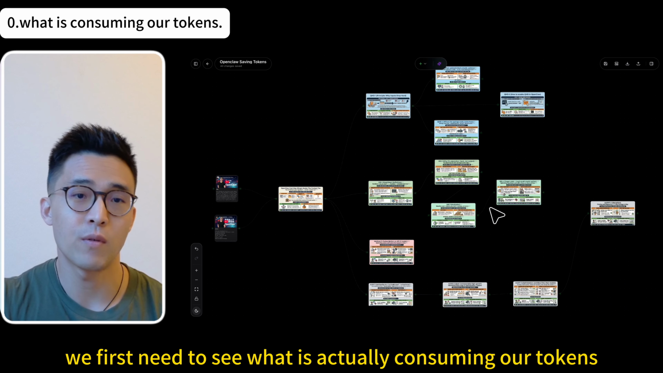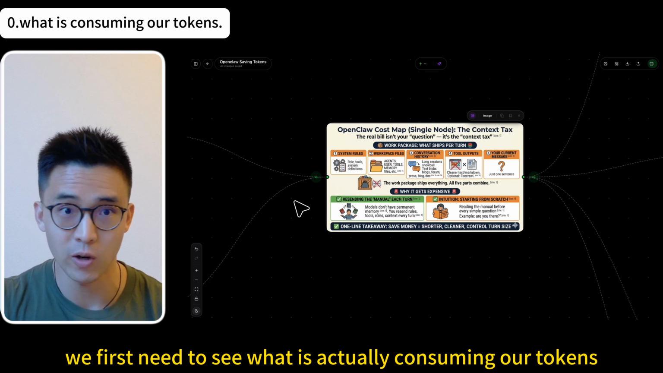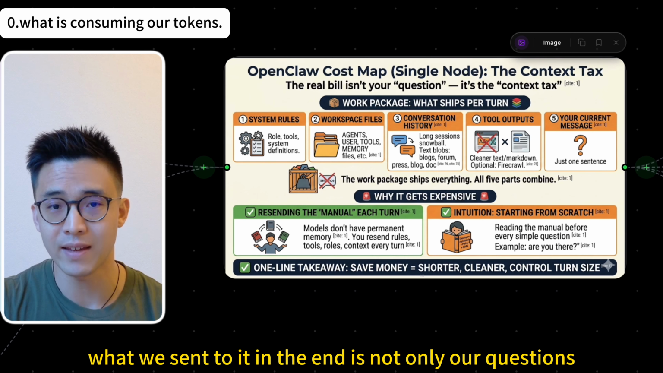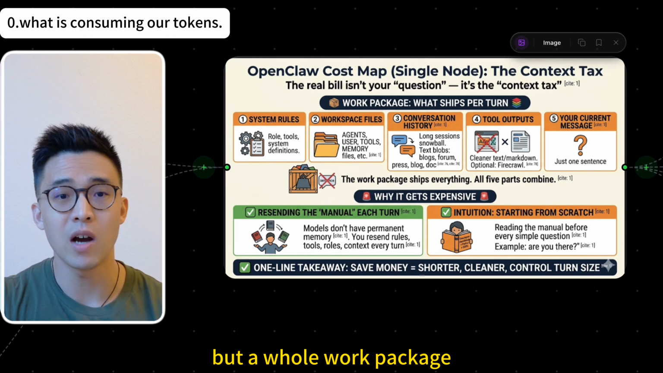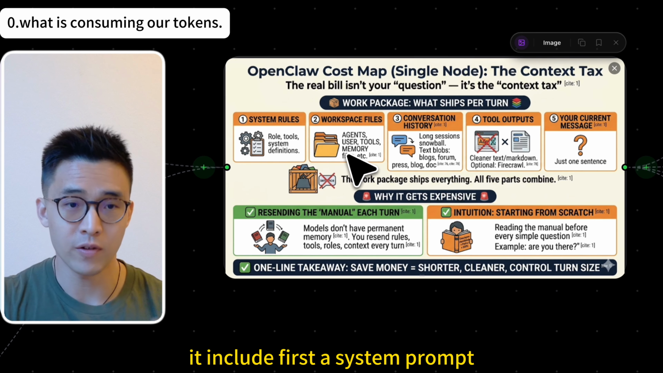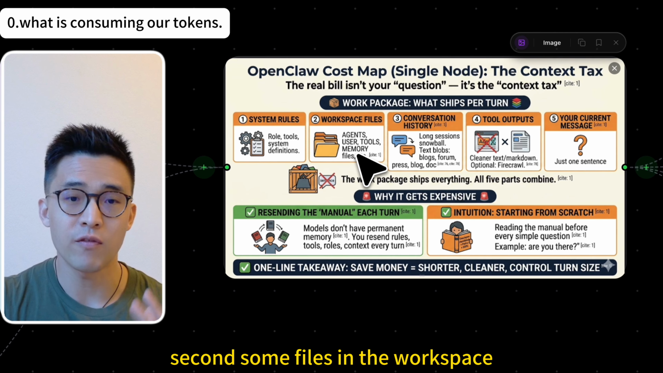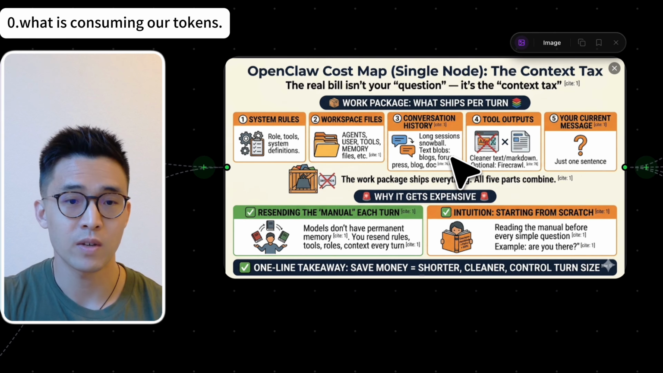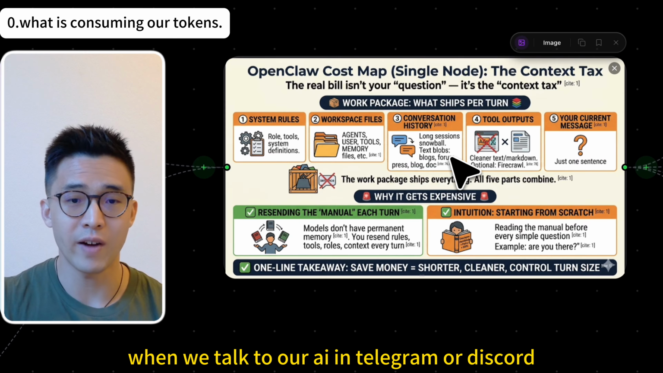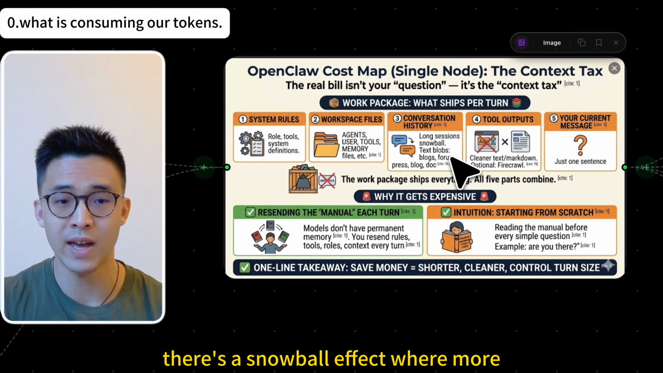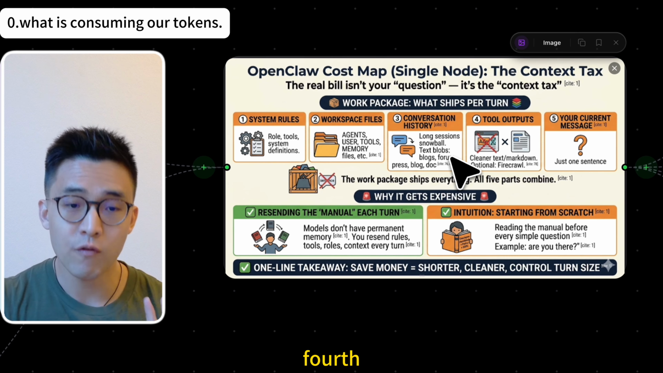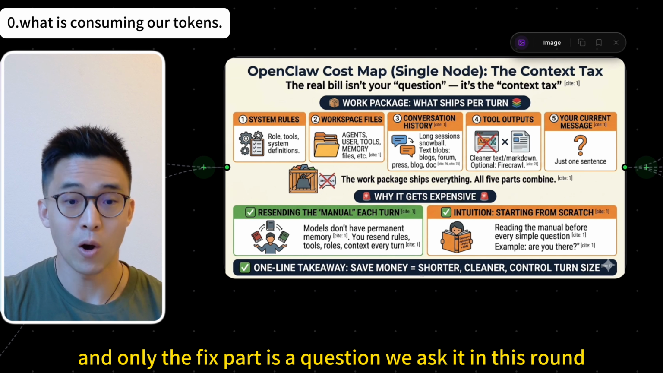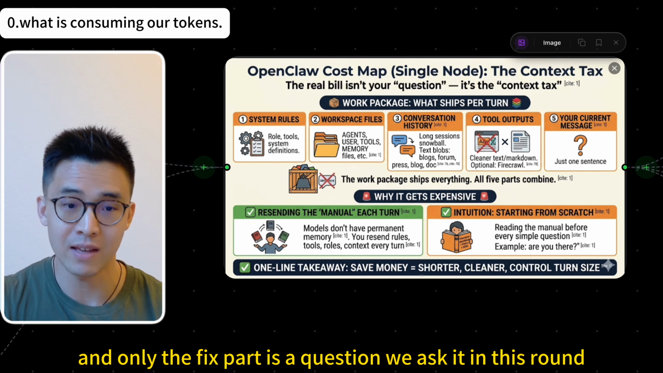Before we talk about methods, we first need to say what is actually consuming our tokens. In fact, in every round of conversation with a large language model, what we send to it in the end is not only our questions, but a whole work package. It includes, first, a system prompt; second, some files in the workspace, for example, agent, user, tools, memory, these markdown files; third, our chat history. When we talk to our AI in Telegram or Discord, there's a snowball effect where more and more history gets involved. Fourth, some tool output, like the main text from a web page that is fetched. Fifth, and only the fifth part, is the question we ask in this round.